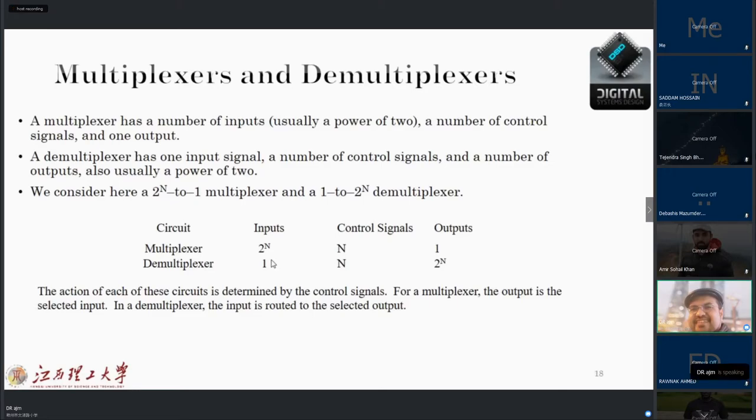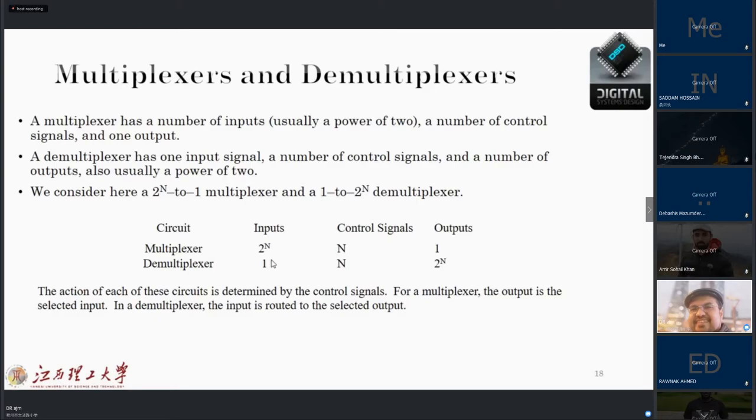Anyway, what multiplexer and demultiplexer are is the next part that I'm going to talk about. A multiplexer has some number of inputs, usually a power of 2, and a number of control signals and one output. On the other side, the demultiplexer has one input signal, a number of control signals and a number of outputs, also usually a power of 2. We can consider this relation of 2 to the power of n to 1 as the multiplexer and 1 to 2 to the power of n as the demultiplexer.